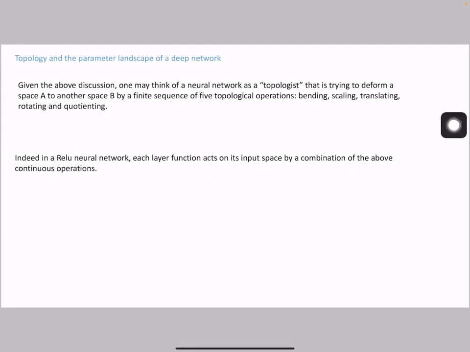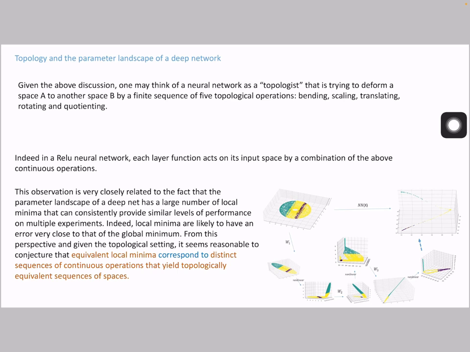And this analogy here is very closely related to the fact that the parameter landscape of a deep neural network has a very large number of local minima. So let me explain what I mean by this. If two topologists are given the task of deforming the input space here to the final output space, it is highly unlikely that these two topologists would agree on the sequence that they will use in order to achieve this classification task. So if I constrain those topologists by the spaces, just like I do for the neural network, then these two topologists would probably make different choices, say, for the first projection.